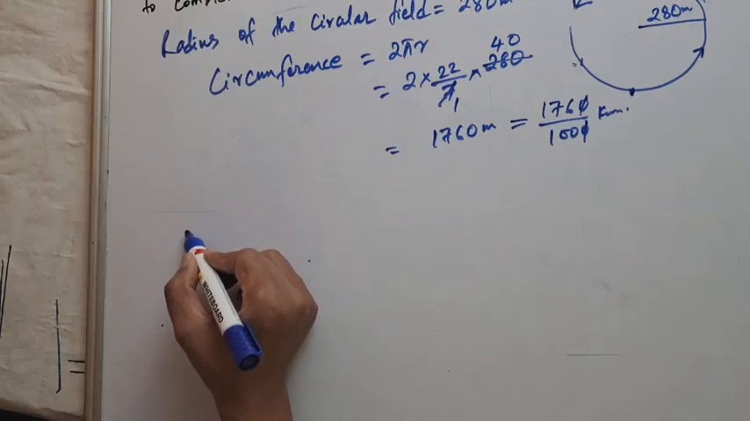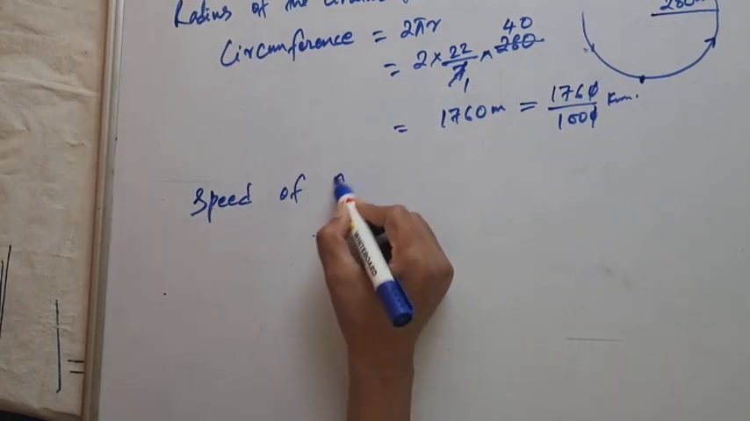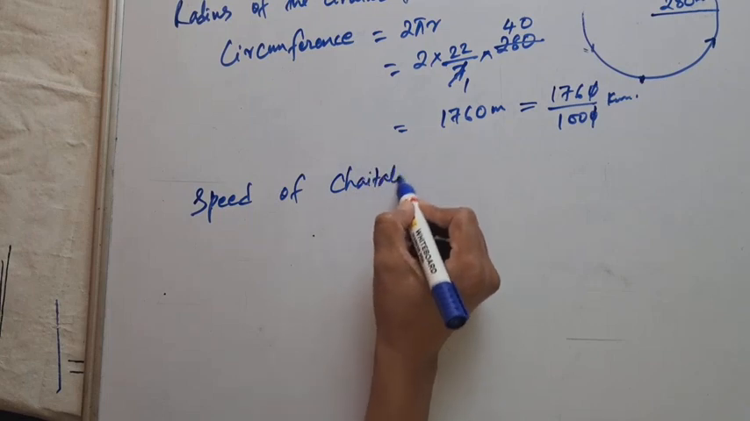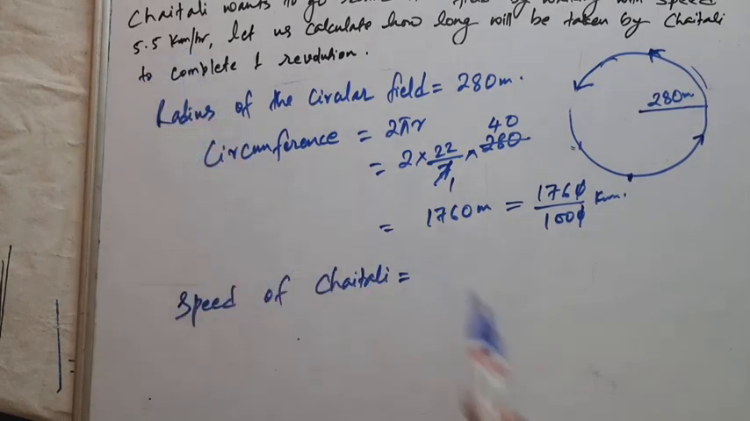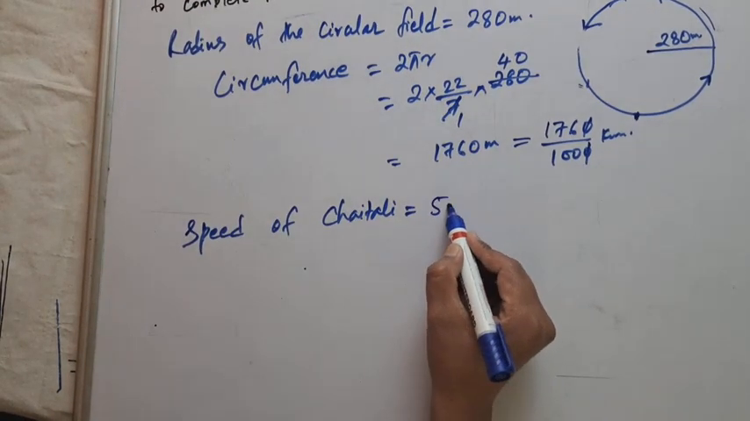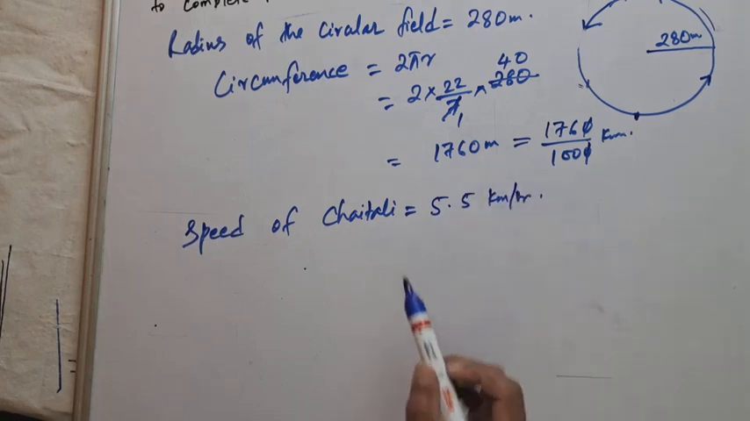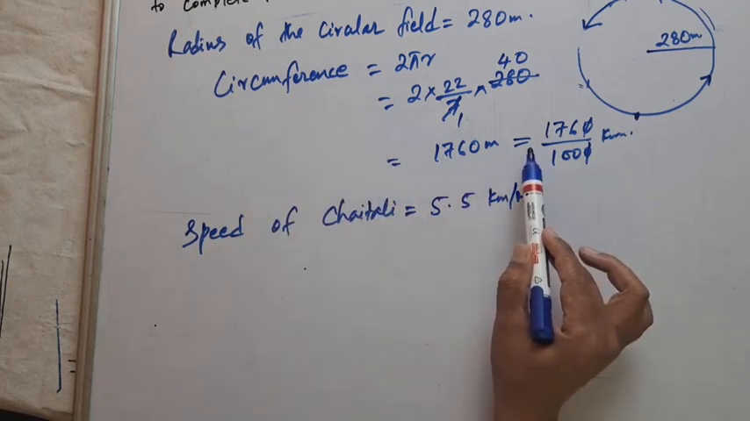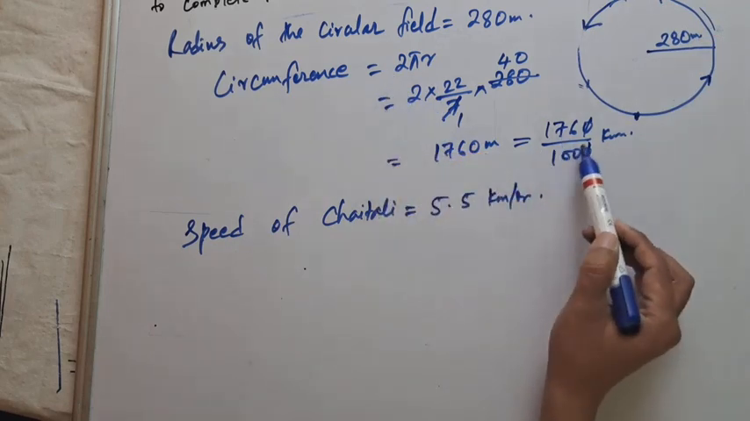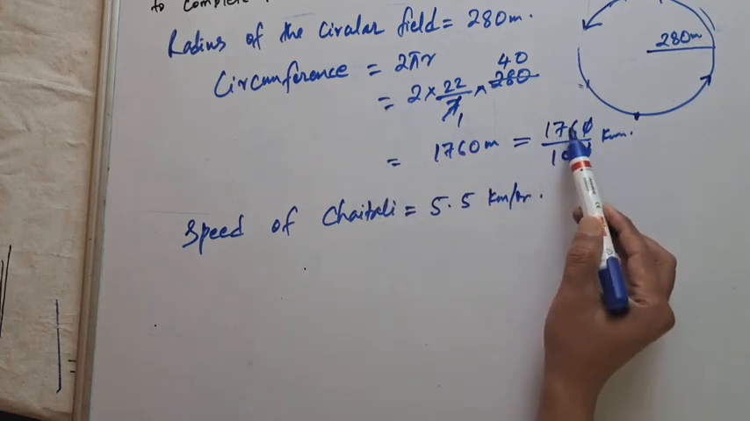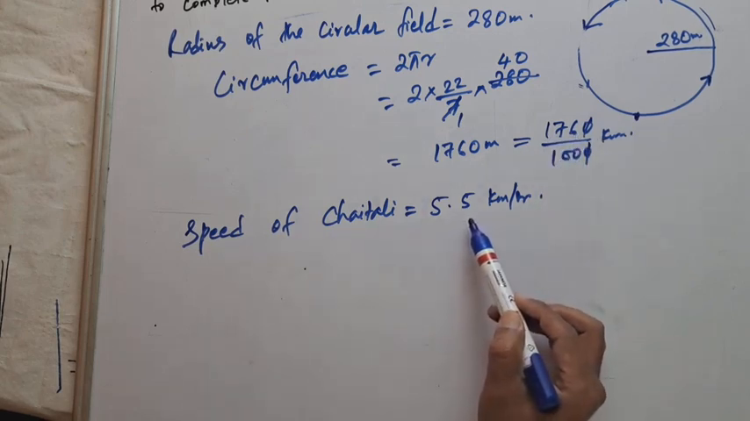Speed of Chaitali, let me write, is 5.5 kilometer per hour, isn't it? So we have the distance covered by Chaitali. Distance covered by Chaitali is in one revolution, one circumference, isn't it? So distance covered by Chaitali is 176 upon 100 kilometer. Speed of Chaitali is 5.5 kilometer per hour.